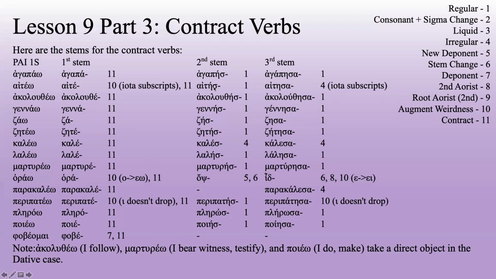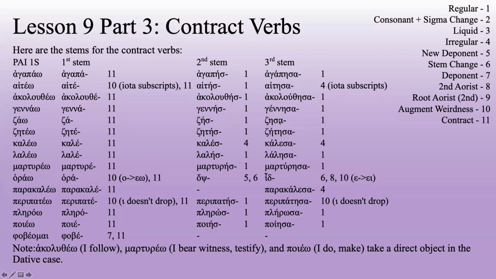Second stem, we've got itase, perfectly normal. And third stem, itesa, same thing here. The iota is going to subscript. That should actually be a 10 instead of a 4 right there. All right, akalutheo, nothing unusual. The epsilon is going to lengthen to an eta in these two stems. Ginao, nothing unusual. Alpha lengthens to eta.